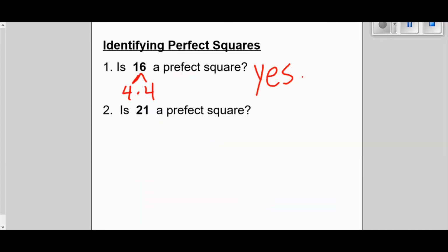Is 21 a perfect square? Well, if I was to break apart 21 into its factors, so if I was to say what two numbers multiply together to get me 21, I could say 1 and 21 get me 21, but those aren't the same. Let's see if we could factor 21 in another way. We could say 21 is 3 times 7, but those aren't the same. So since those aren't the same, 21 is not a perfect square. So we will say no. It's not a perfect square because I can't break apart 21 using some number times itself. So 21 is not a perfect square.